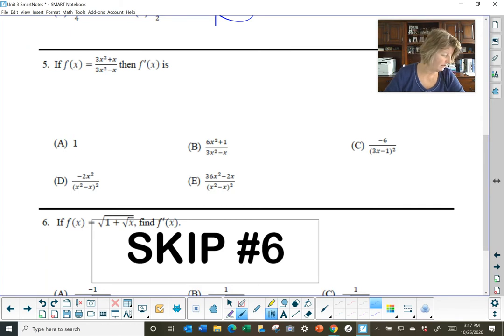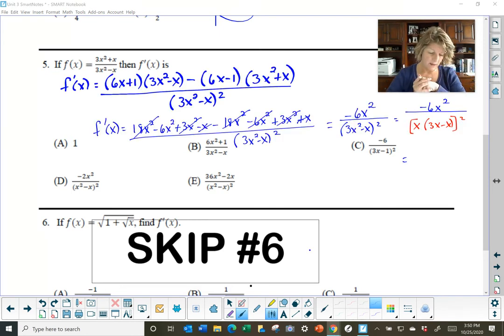Number 5 is going to be quotient rule. See if you can work number 5 out. The answer, I had negative 6x squared over 3x squared minus x. Not sure I'm seeing that. I'm going to work it out too.